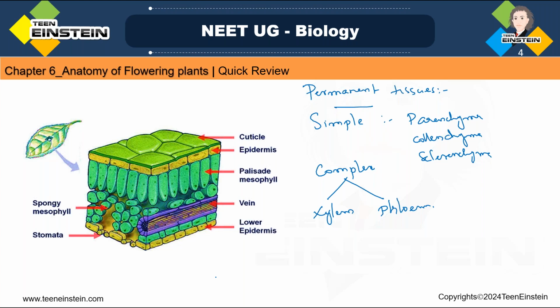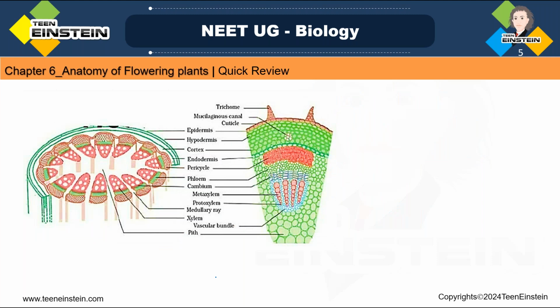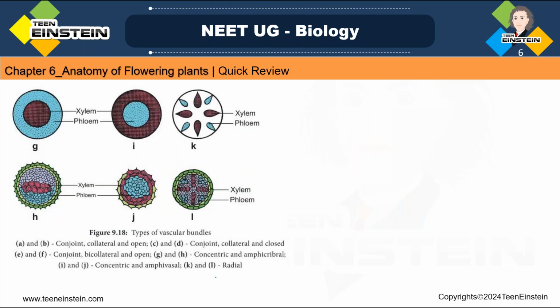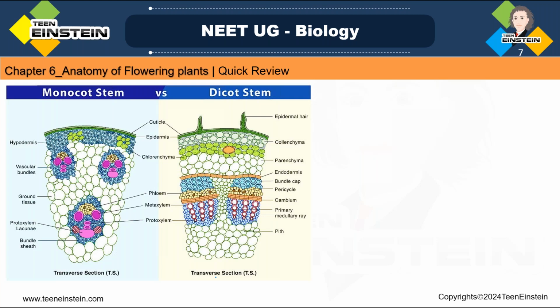Other than the epidermal tissue system and ground tissue system, you can see this region, the vascular tissue system. And here we have learned the vascular bundles, types of vascular bundles, open one, closed one, like that and all you can see. And here the monocot stem.